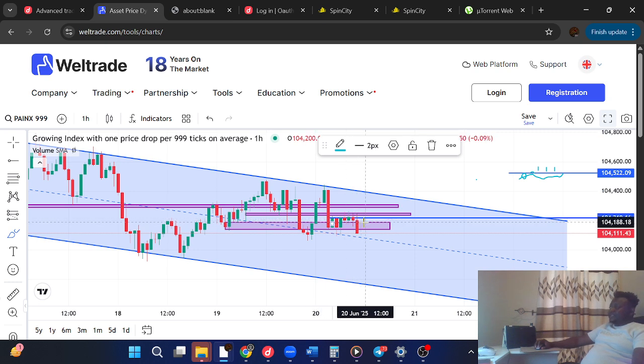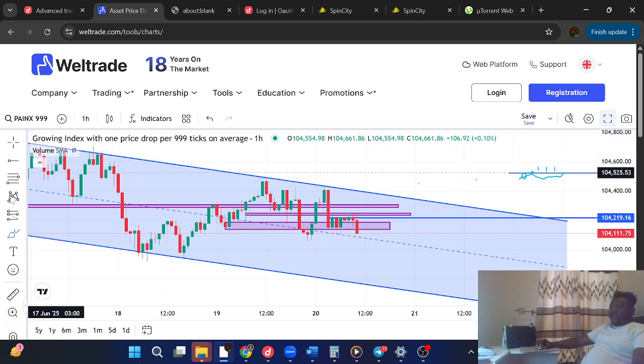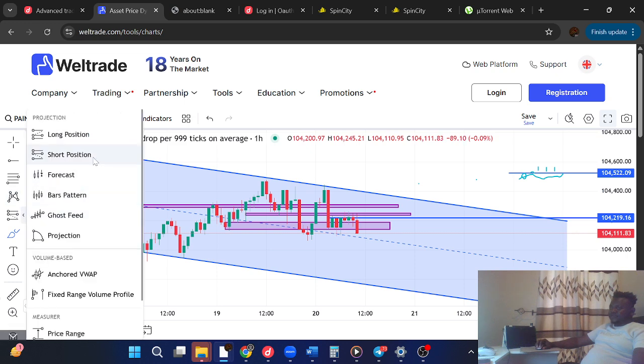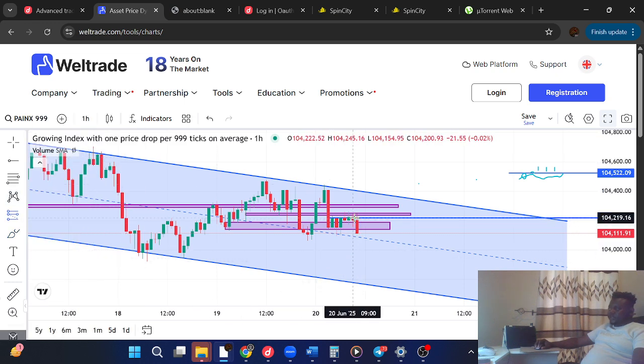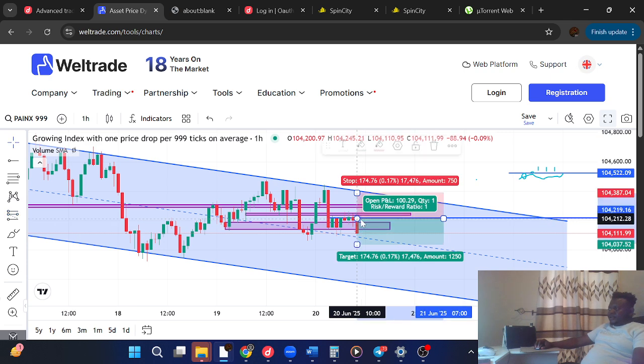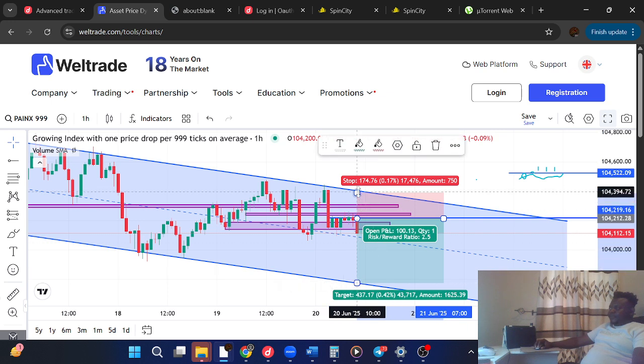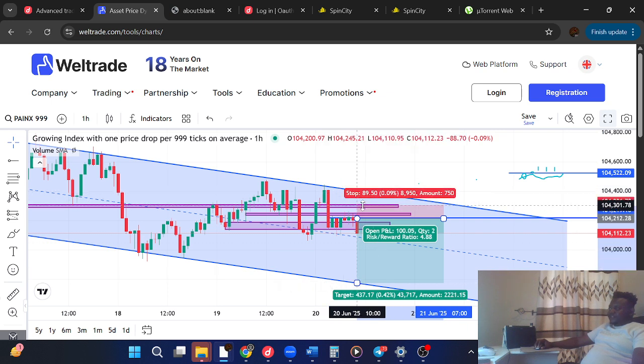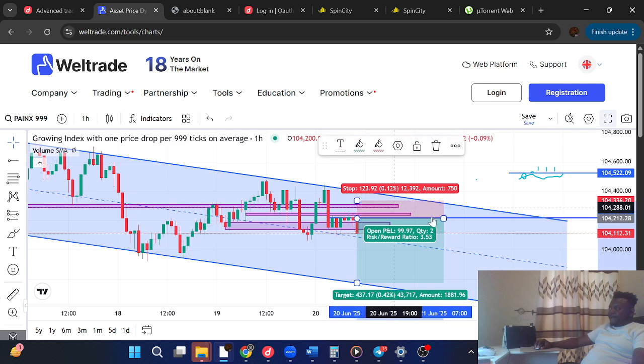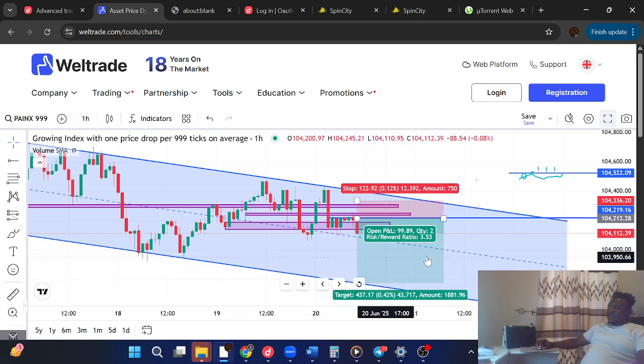So based on that, using the 5-wick rejection method, I now know that this is a perfect entry, and all I have to do is put my trade. So my short position was going to be right here. Then my stop loss would be after the first zone, which would be somewhere here. And then my TP would be at the bottom there.